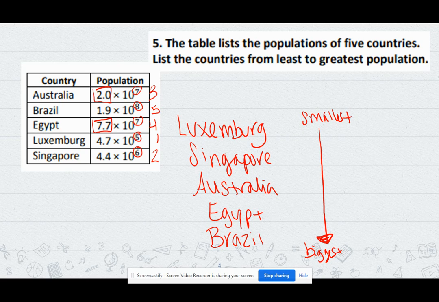So that's all you're really doing. Again, make sure whatever numbers you have are in scientific notation. And then you're going to look at the exponents. And if for some reason the exponents are the same, you look at the decimals. And that's all you have to do. So that is comparing numbers in scientific notation.